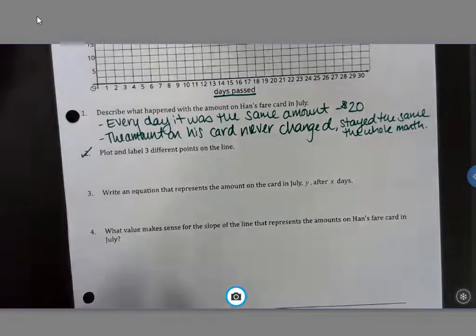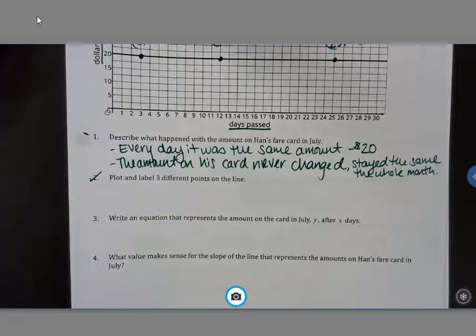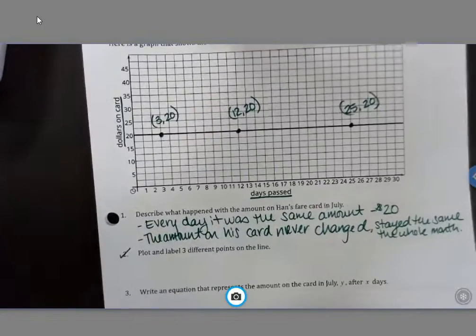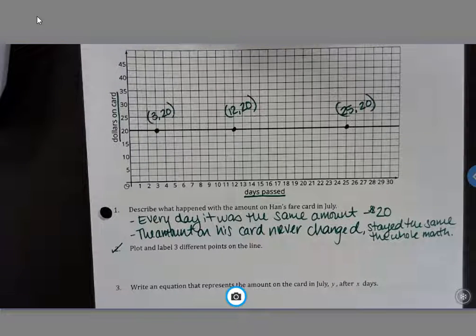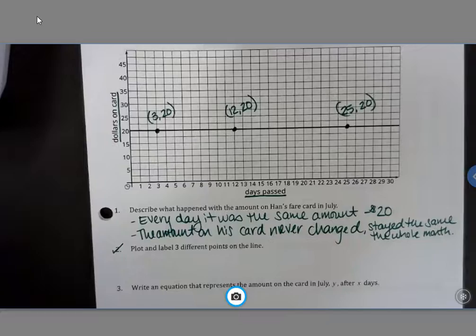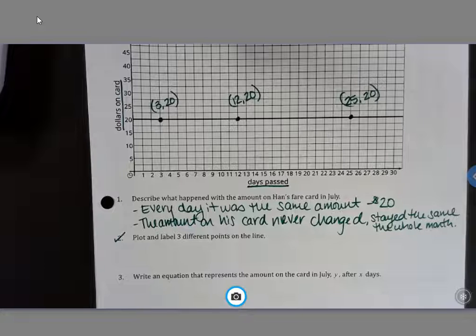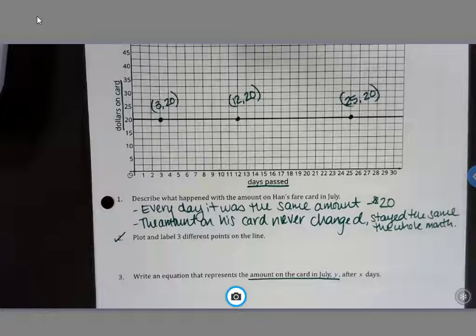So then number 3 says, write an equation that represents the amount on the card in July, Y, after X days. Okay, so for this, we always write our equation Y equals mx plus b, right? So we're going to write an equation. So the Y is the amount that's on our card in July. So that's what Y represents. And the X is going to represent days.